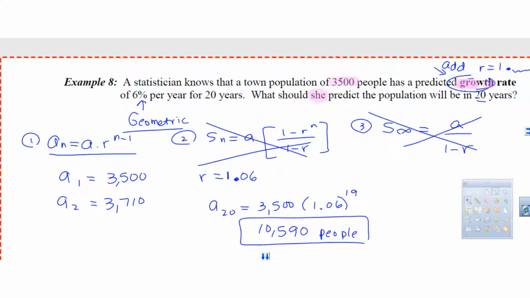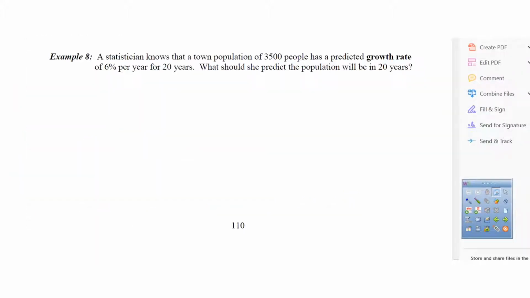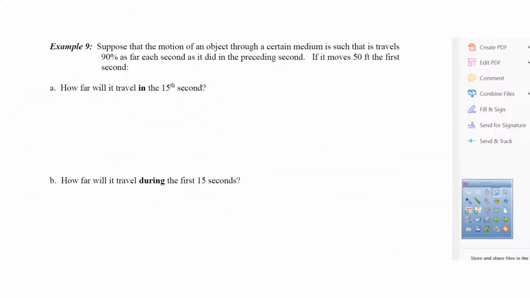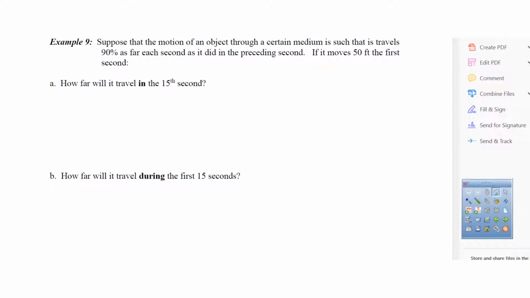Let me see. Okay. Example 9. This is a long one, and it's the last one. Okay? It's a little bit tough. There are a couple of these little pieces that are kind of tough. Suppose the motion of an object through a certain medium is such that it travels 90% as far as it did the preceding second. It moves 50 feet the first second.